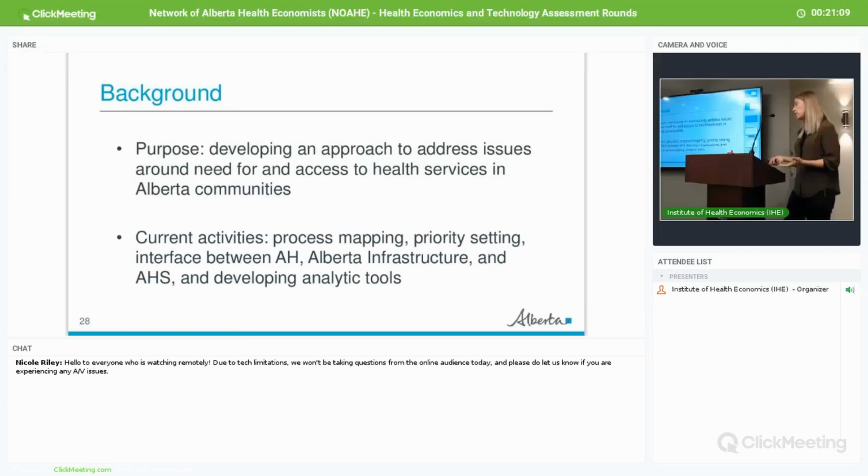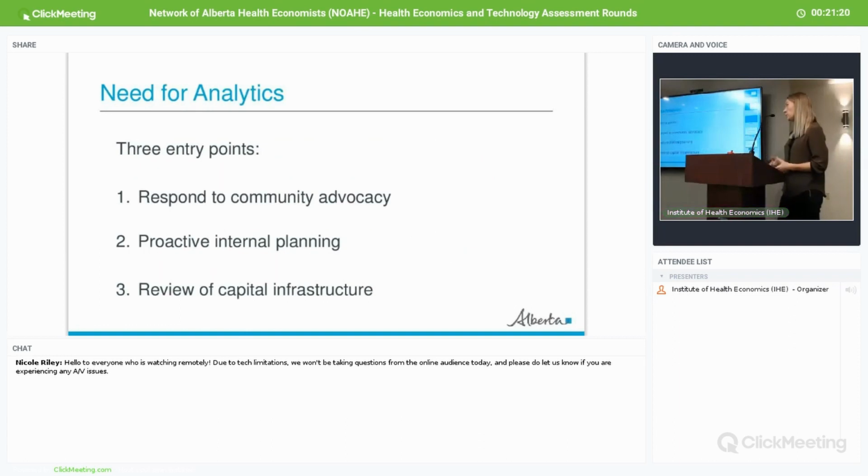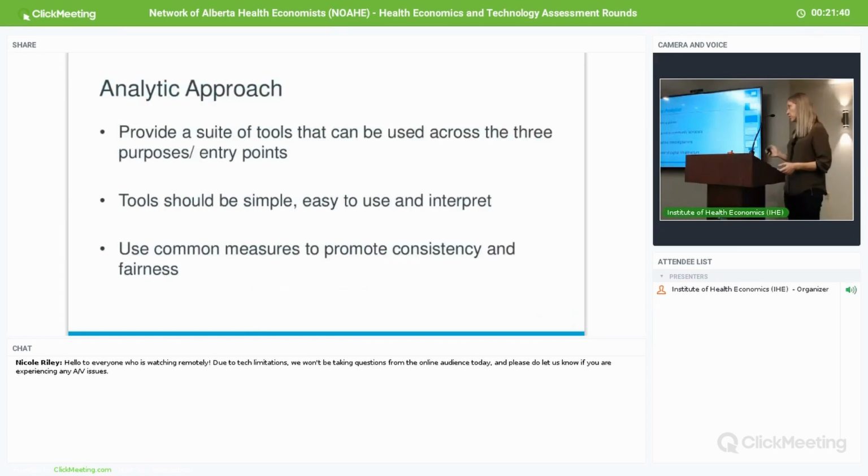So some other activities that would be going on in the ministry would be process mapping, priority setting, developing better the interface between Alberta Health, Alberta Infrastructure, and AHS, and finally we were starting to develop analytics. So when we're thinking about need for and access to services, there are three entry points where we might be invited to support analytically. The first is to respond to community advocacy. Second would be proactive internal planning. And third is a review of capital infrastructure and its use. So I'll unpack these with some examples.